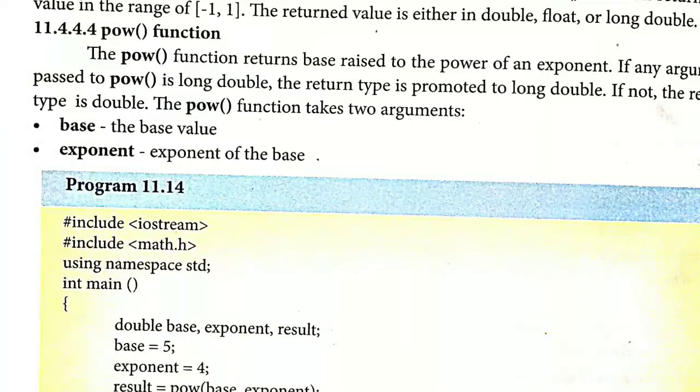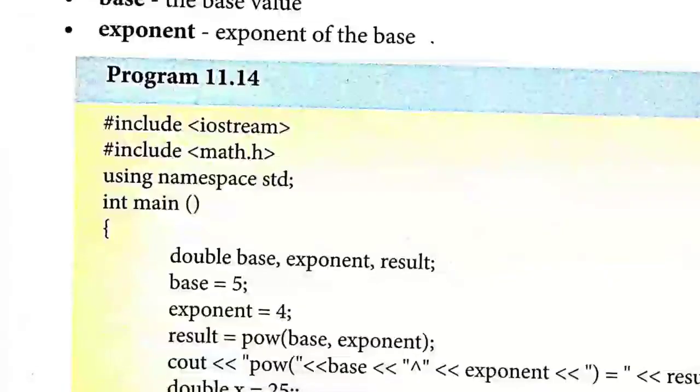The base value and the exponent value are given here. The base value is the value that has to be multiplied. The exponent value means how many times the multiplication should occur. This is the format for using this function. And you can see that all these functions have to be included from math.h.